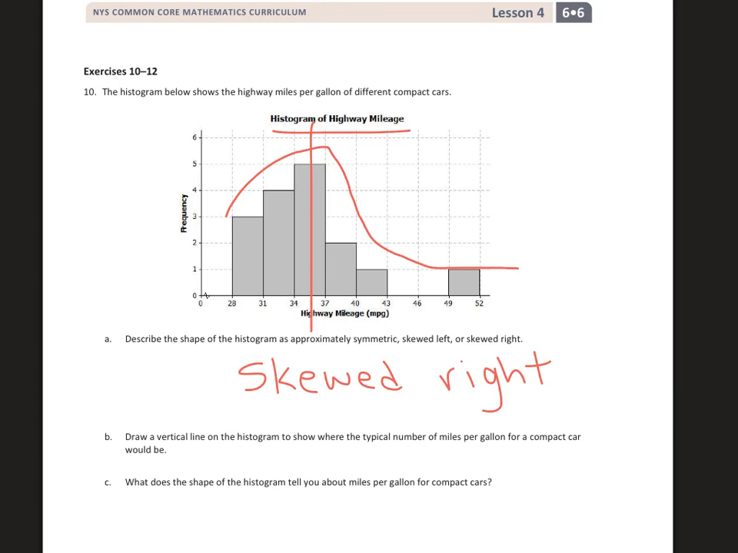And then what does the shape of the histogram tell you about miles per gallon for compact cars? Not many can make it that far. This is definitely an extreme. Maybe it's a Prius or an electric car. But the majority of them are going to be between 28 and 40, or you could even stop it at 37. And that would be the main part of your data.